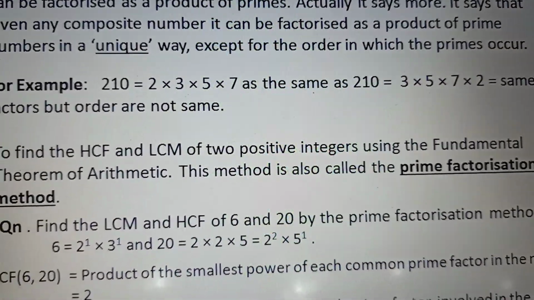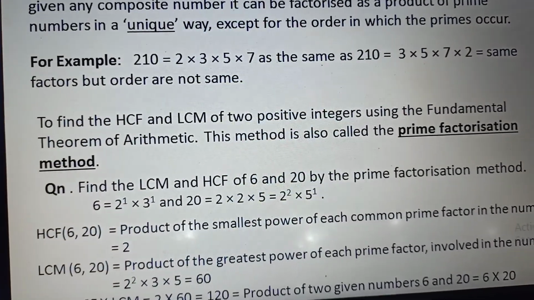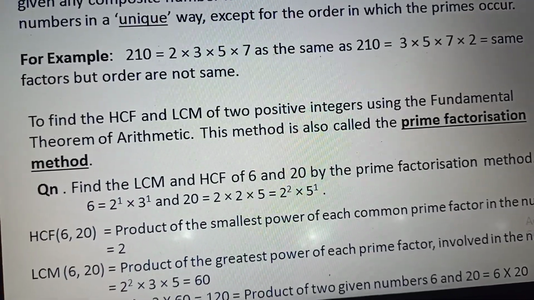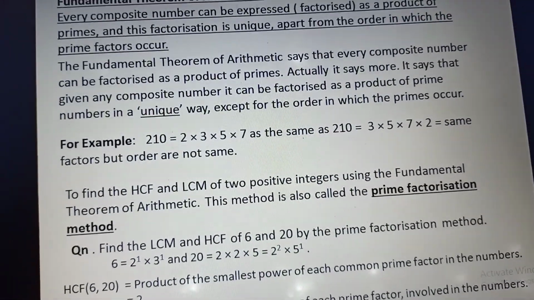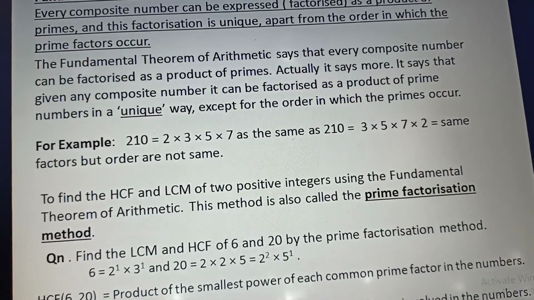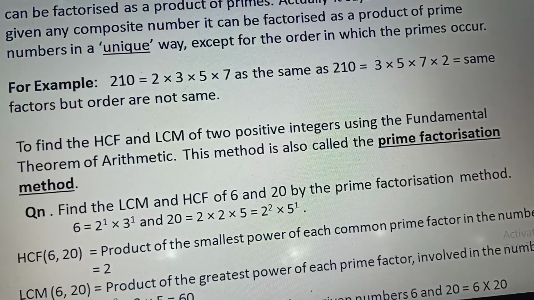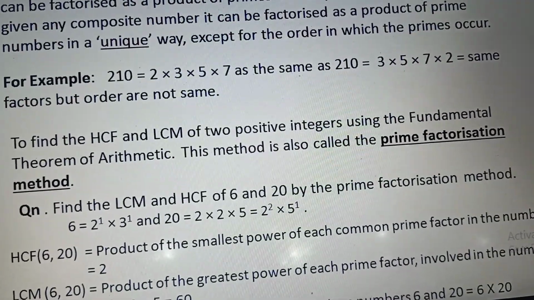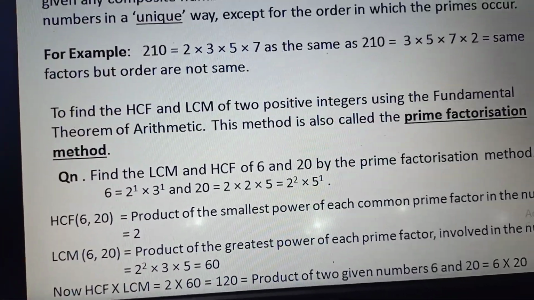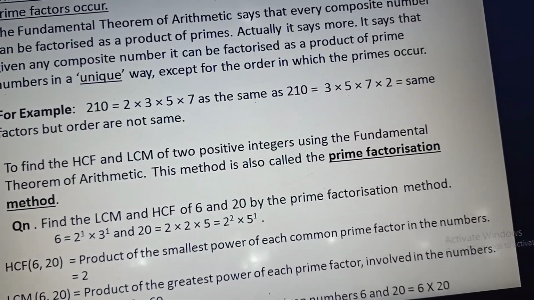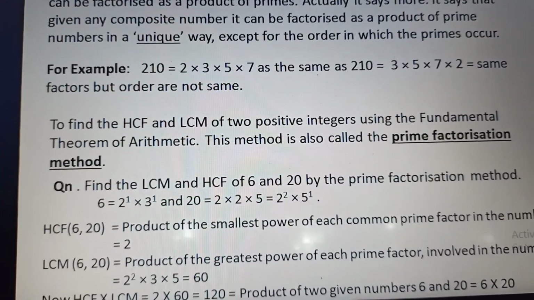Next, find HCF and LCM by the prime factorization method. Already you know how to find HCF by Euclid's division lemma. The next question is to find both HCF and LCM by the prime factorization method. One example is given here: find LCM and HCF of 6 and 20 by the prime factorization method. First you write 6 is equal to 2 into 3, and 20 is equal to 2 into 2 into 5, that is 2 square into 5.